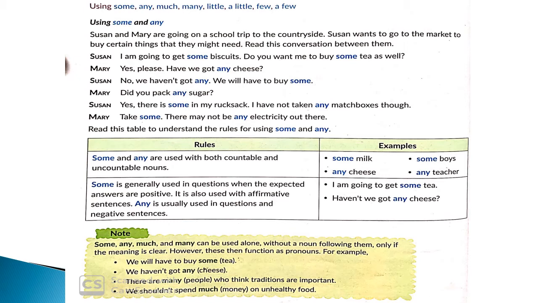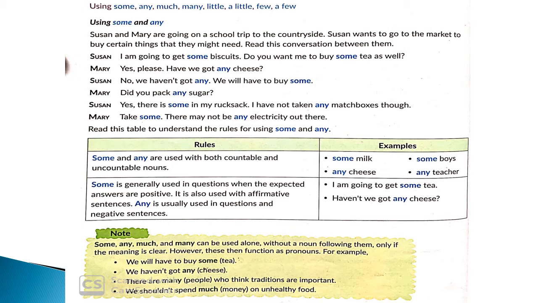Susan and Mary are going on a school trip to the countryside. Susan wants to go to the market to buy certain things that they might need. Read this conversation between them. Susan says, I'm going to get some biscuits. Do you want me to buy some tea as well? Yes, please. Have we got any cheese? No, we haven't got any. We will have to buy some.